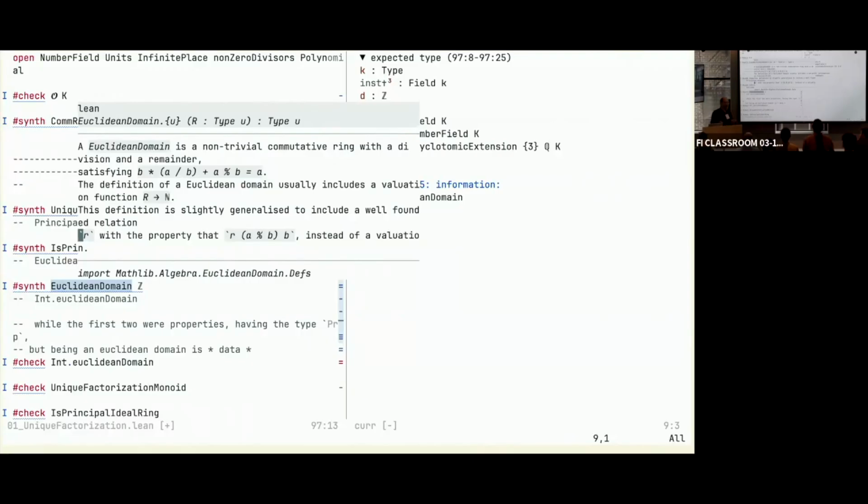And in fact, you have papers from the 60s, one by Samuel, for example, that says that one could define Euclidean rings in this way, but it's not clear that it has any improvement from the mathematical point of view. But from the proof point of view, it has an improvement.